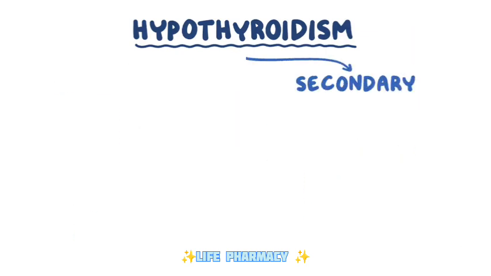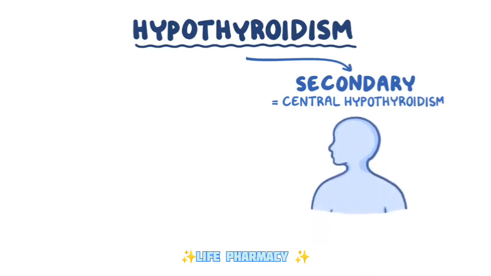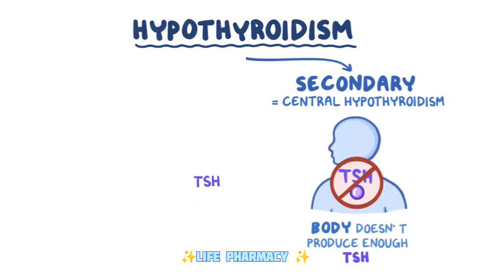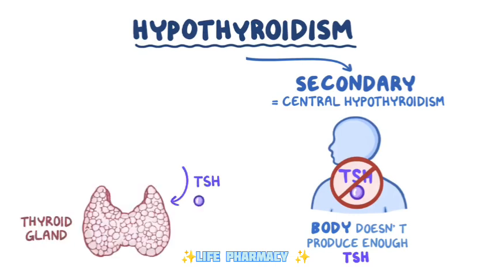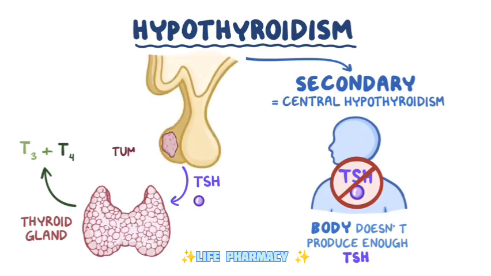Now, in secondary hypothyroidism, also called central hypothyroidism, the issue is that the body doesn't produce enough TSH. TSH is a really important hormone which stimulates the thyroid gland to uptake iodide from the circulation and produce T3 and T4 when needed. Secondary hypothyroidism typically happens because there's a tumor in the anterior pituitary which compresses the gland and prevents TSH production, which can lead to decreased levels of T3 and T4.